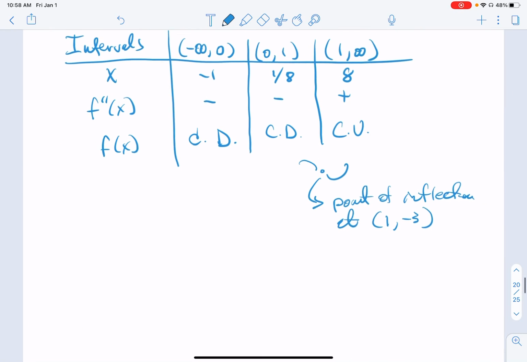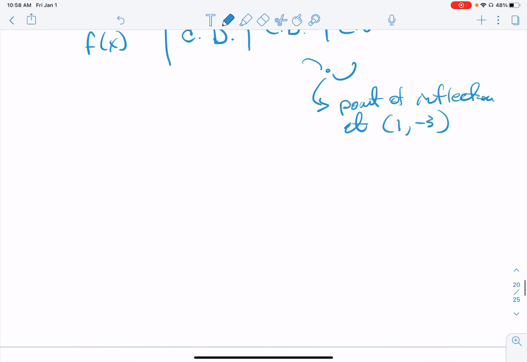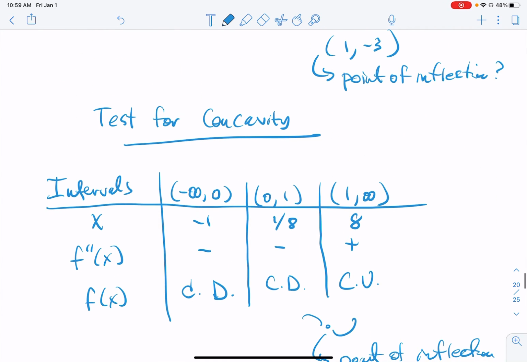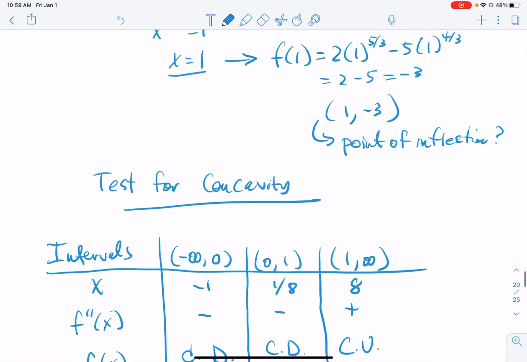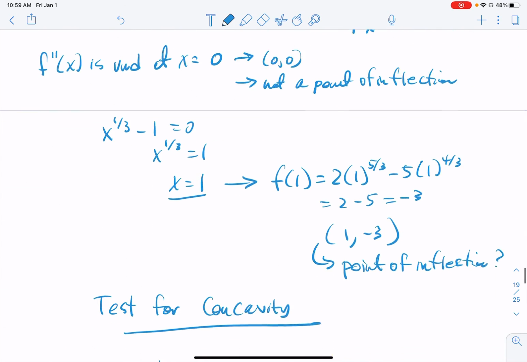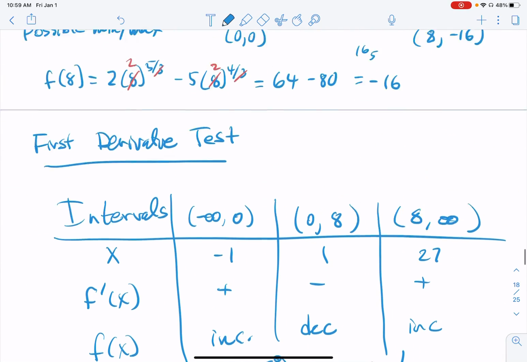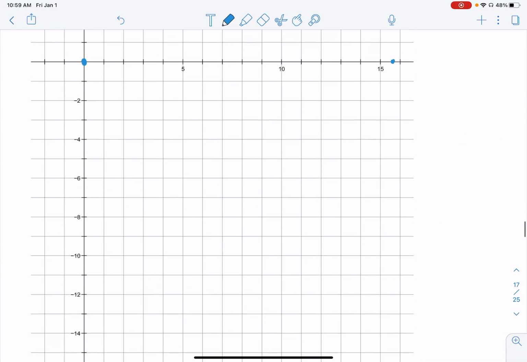Justification here: since f double prime changes signs at x equals 1. All right, let's put all of that stuff together, shall we? On our first interval from -infinity up to 0, it is concave down and increasing. So concave down and increasing.